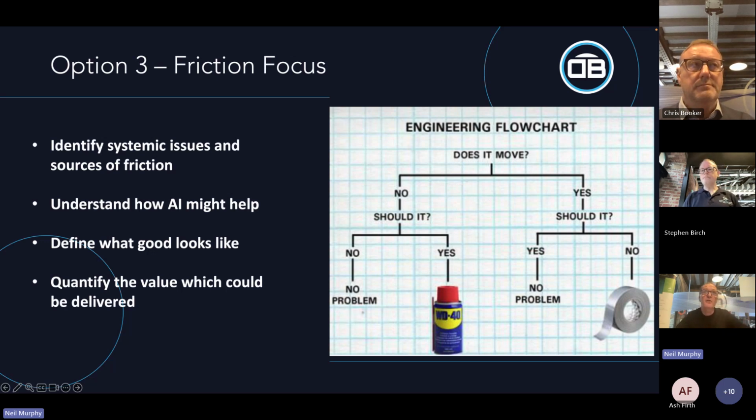We've included the engineering flow chart here. Does it move? Should it move? And basically, obviously you can do anything with WD-40 and duct tape, and AI might be in the same kind of solution at the moment. Yeah, we can fix that with AI. Well, let's just be very clear about what it is and what we're actually trying to do.